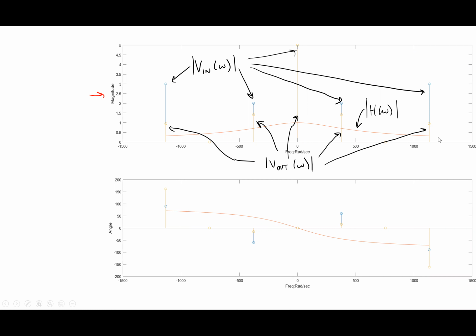This curve right here, that's the magnitude of the transfer function. And then I've put in the impulses using that stem command. I put the impulses in that represent the Fourier transform of the input. Then for the yellow impulses here, I've put the magnitude of V out. How did I calculate the magnitude of V out? How did I calculate those?